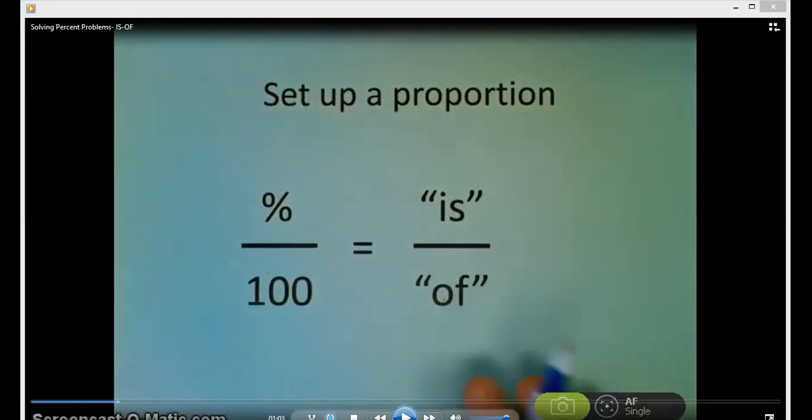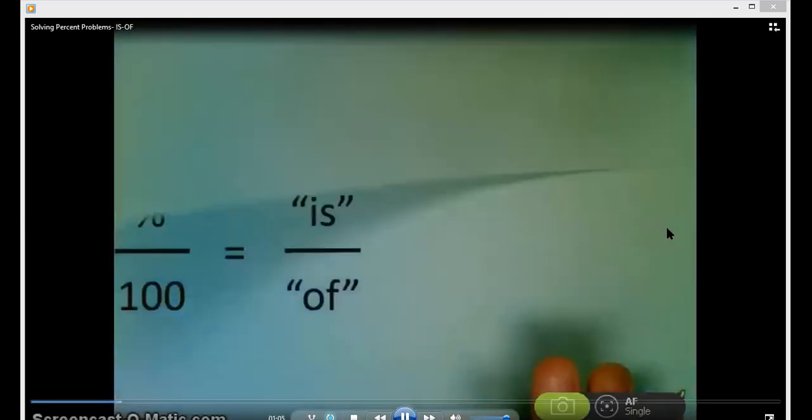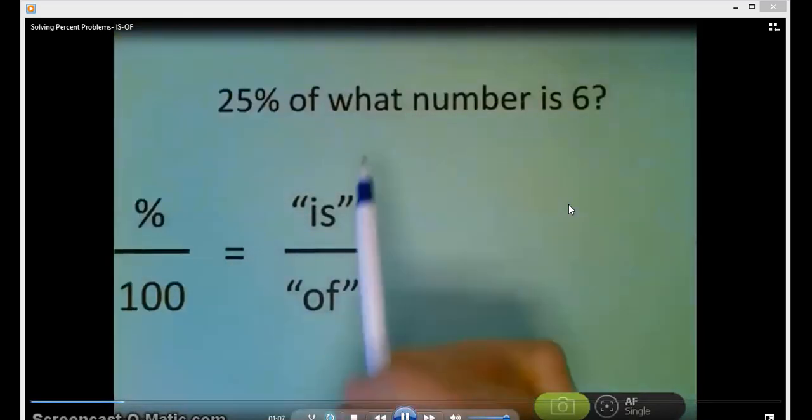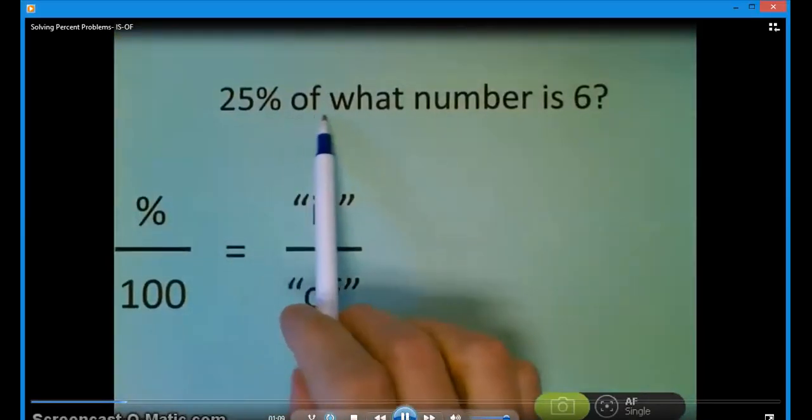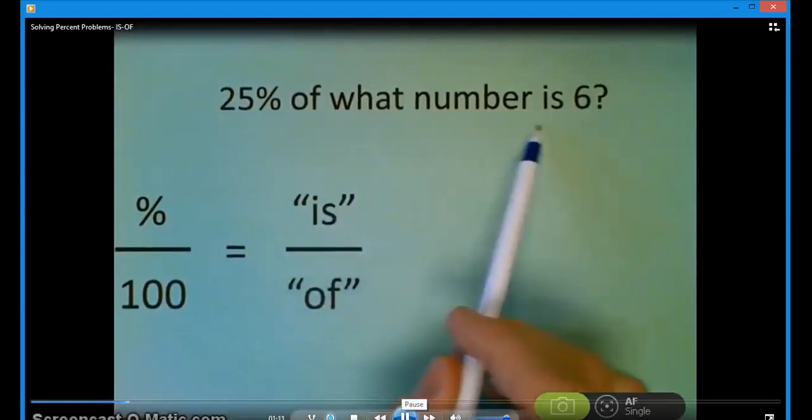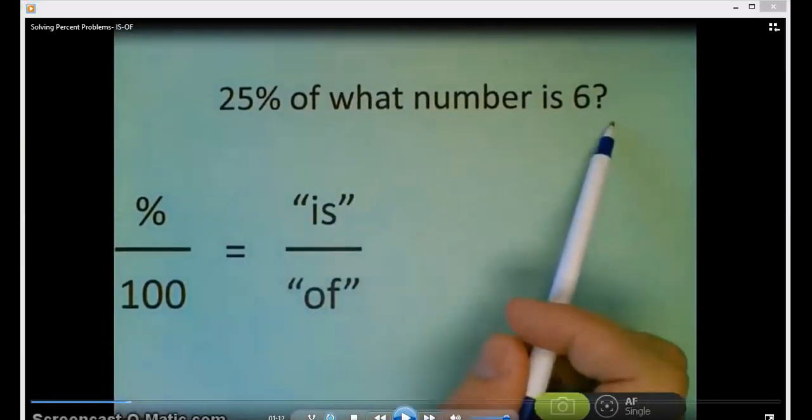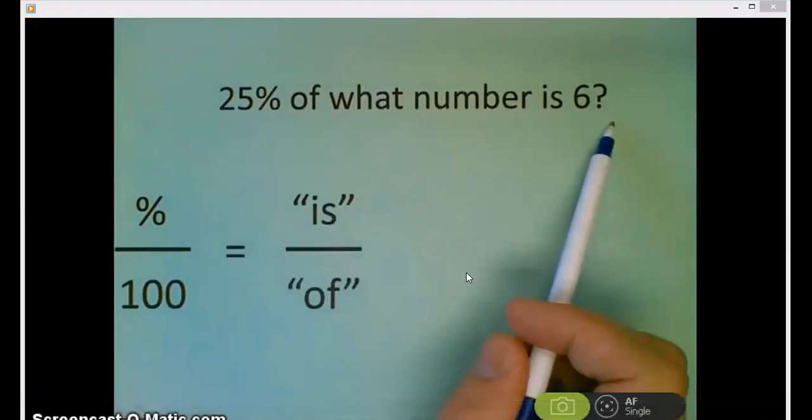Let me give you an example. Here's the part that you write down. 25% of what number is 6? I want everyone now to think with me how we are going to distribute this sentence in this rule. Try to find it by yourself first.